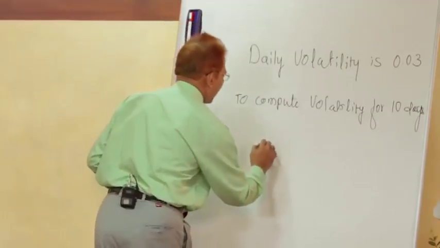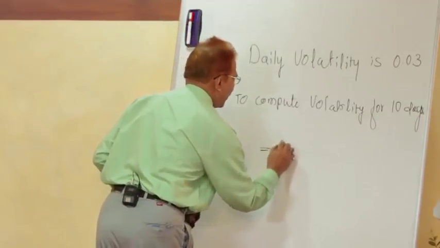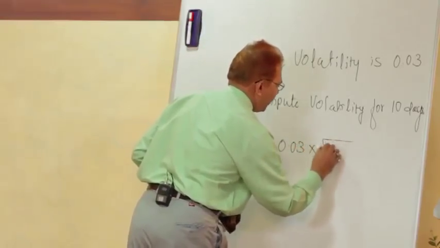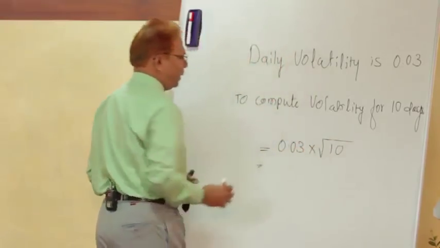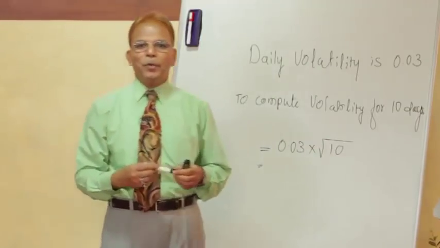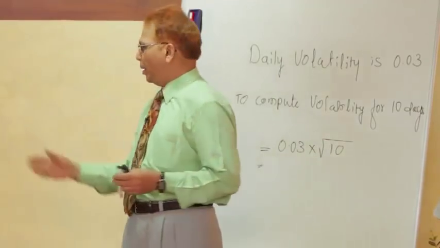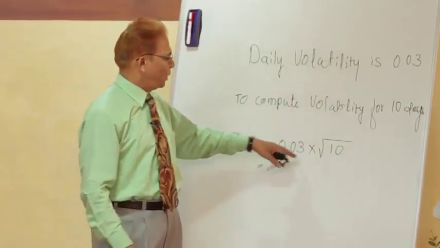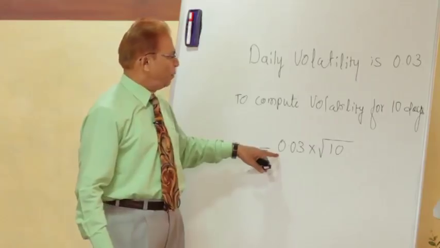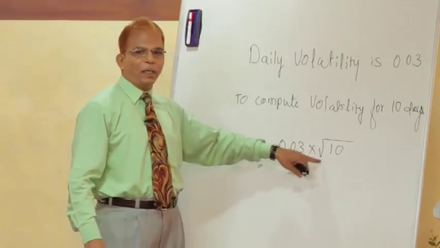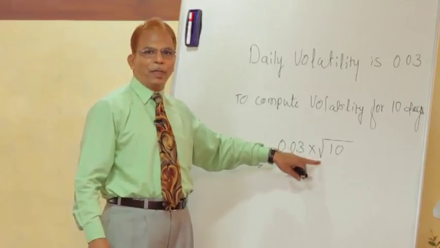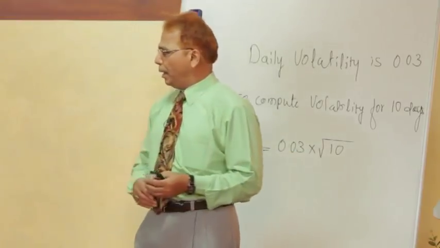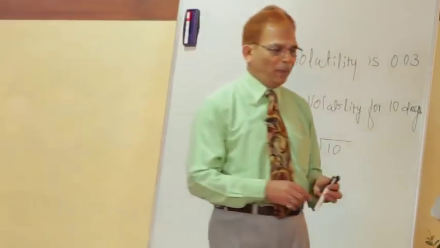the formula is daily volatility 0.03 into square root of 10. So that is how we compute the volatility for 10 days. Even if you want to know the volatility for 365 days, you can multiply the daily volatility into the square root of the number of days you want to compute. So that is the relation between volatility and the time horizon.